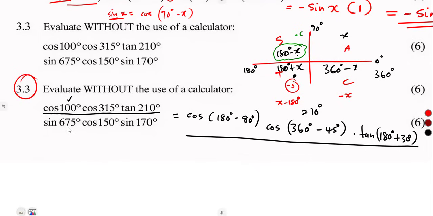Sine 675. This one is more than 360. So you have to subtract 360 here.